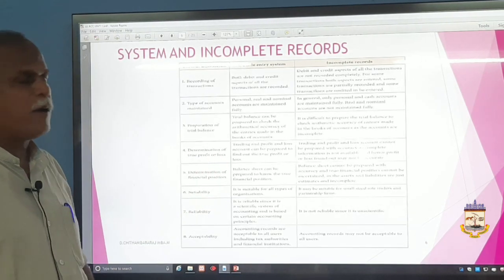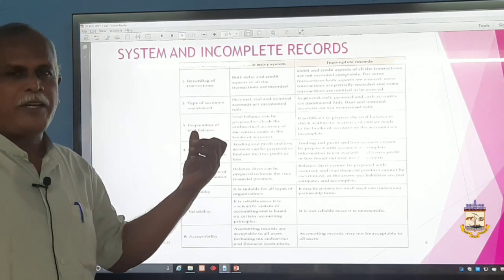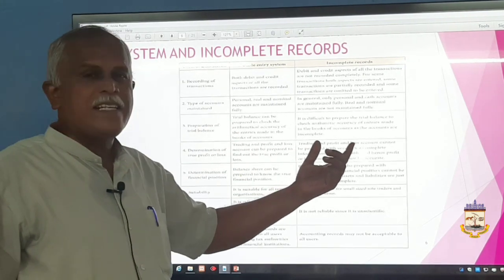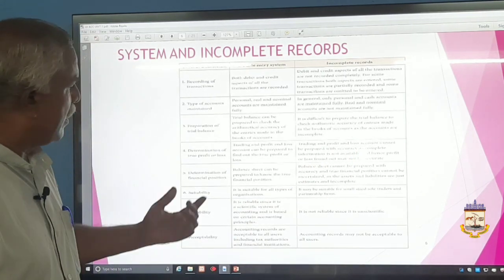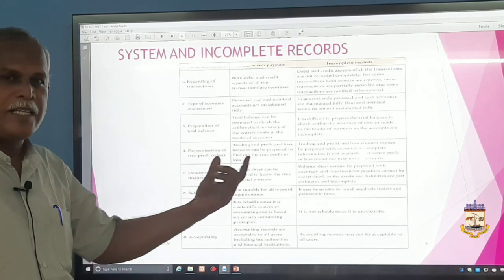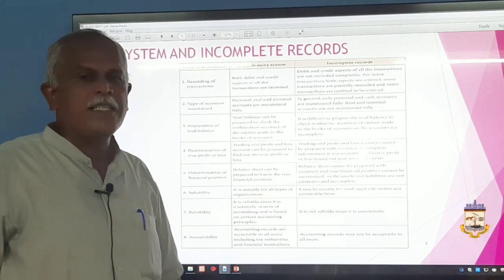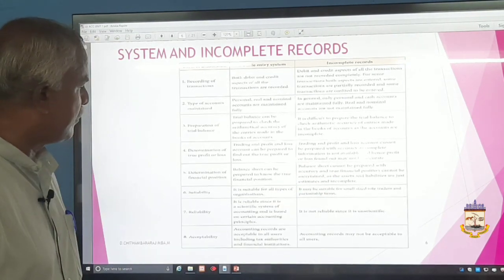Determination of true profit and loss: we can find out the exact profit made by the business, or the result of operation. Here it is just an estimate; we can calculate approximately. Determination of financial position is possible. Here it is difficult. Since the balance sheet is not prepared, it is difficult to ascertain the financial position.